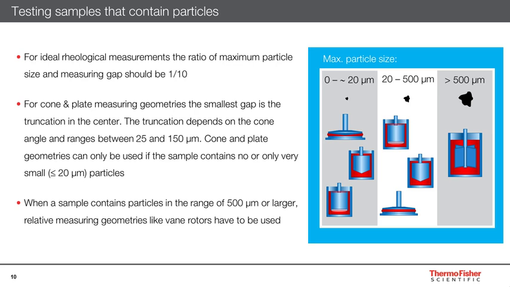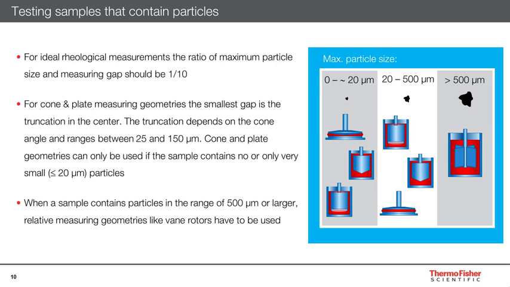When a material is tested that contains particles, special attention has to be paid to the measuring geometry or the measuring gap. According to international standards, the measuring gap should be 10 times bigger than the maximum particle size. Cone rotors have a small truncation gap, which depends on the cone angle and usually ranges between 20 and 150 micrometers. That's why cone and plate geometries can only be used if the sample contains no or only very small particles.